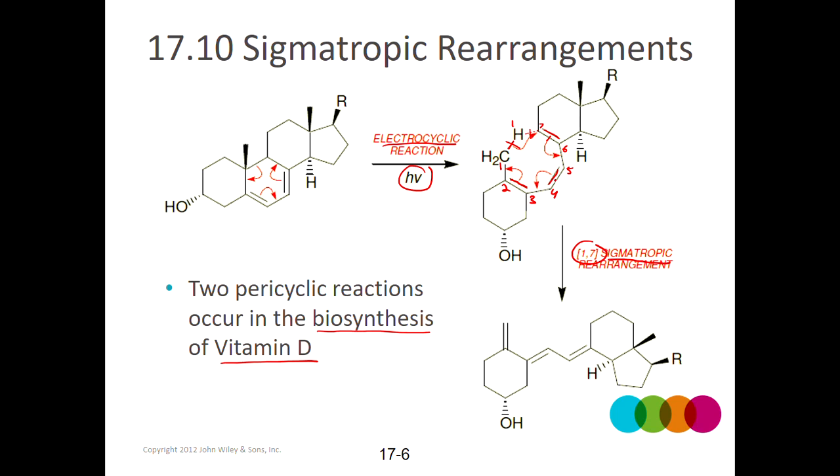So that occurs after the ring opening, and after that rearrangement, you get vitamin D. This is the structure of vitamin D. And so that is an important reaction that occurs. That's why you need sunlight to produce vitamin D naturally in your body.